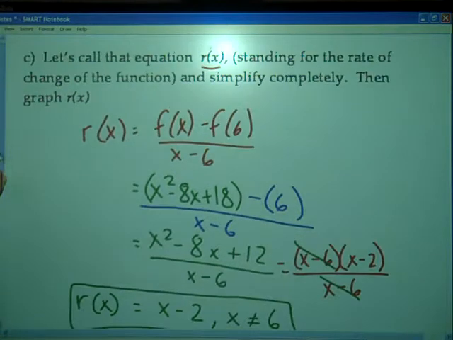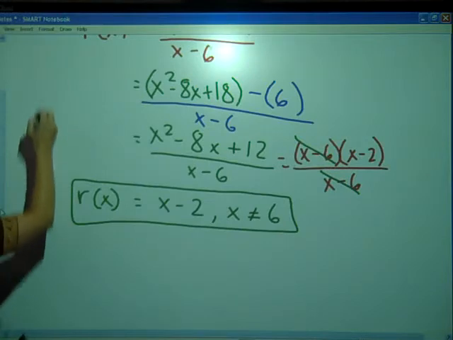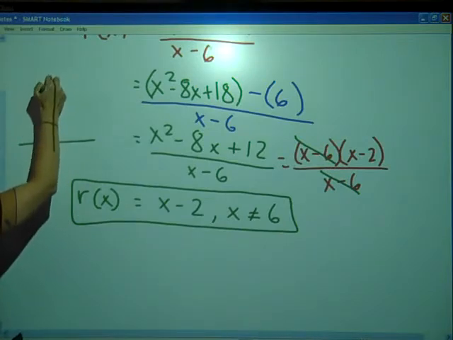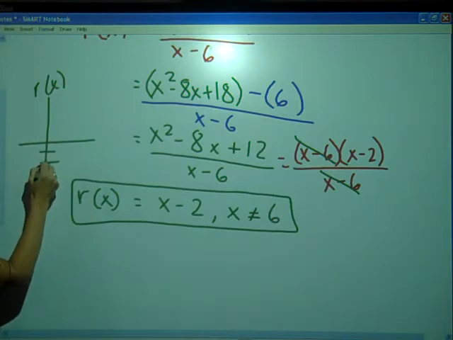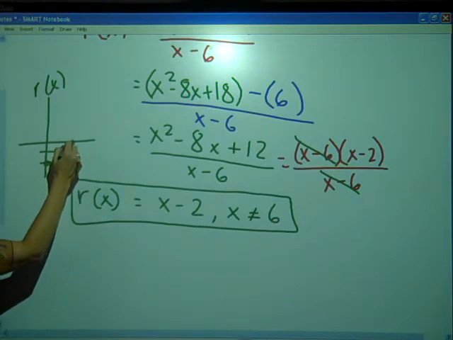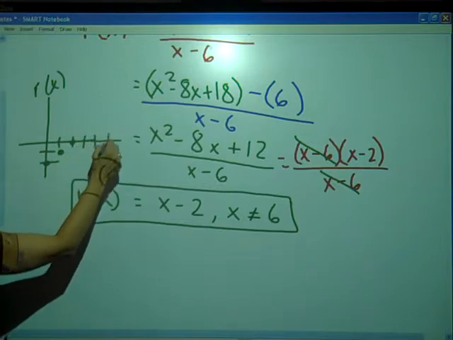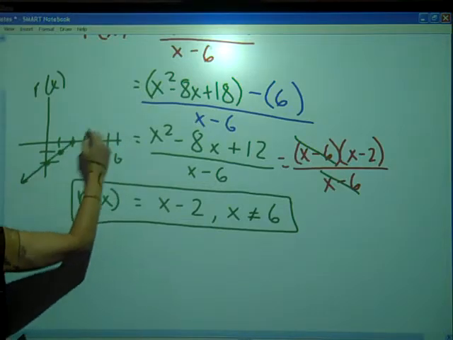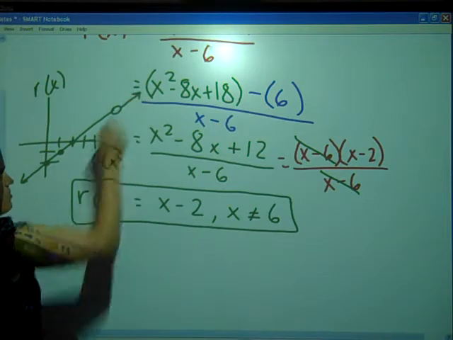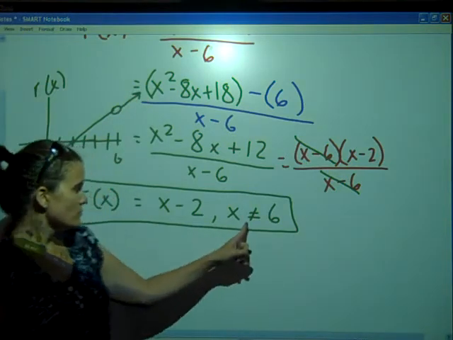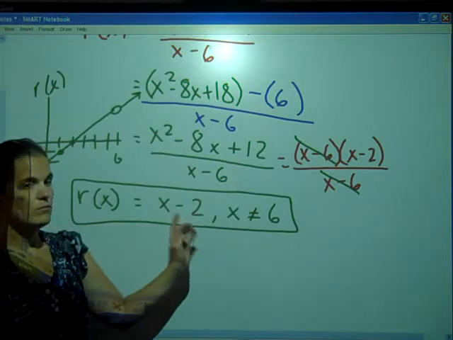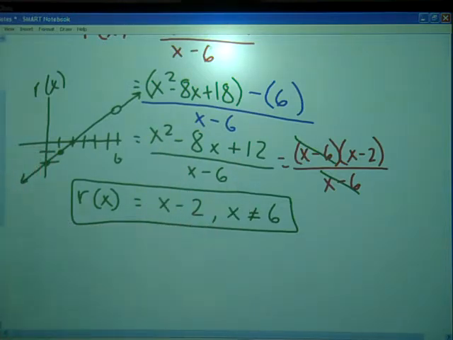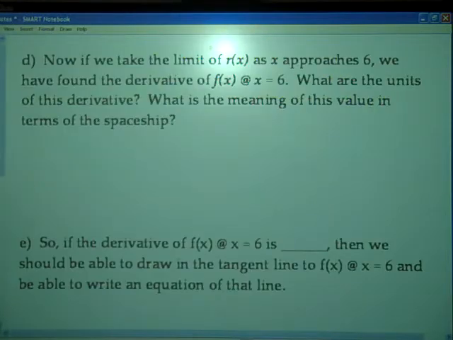Okay. They also asked us to graph, so let's go ahead and sketch this. So if we look at r of x, and we know it's going to equal x minus 2, so we know we're down here at negative 2. We're going up one, to the right one, up one, to the right one, up one, to the right one, so we know it looks like this, except when we get to 6, we're going to have a hole. Okay? So the rate of change from 6 to any given x value will equal x minus 2 as long as x does not equal 6.